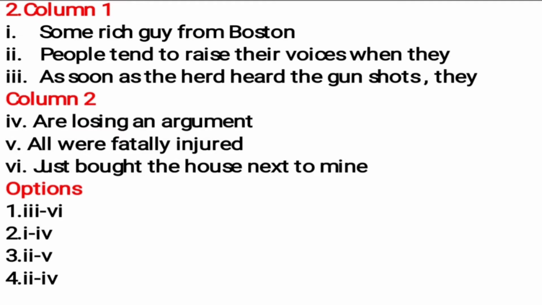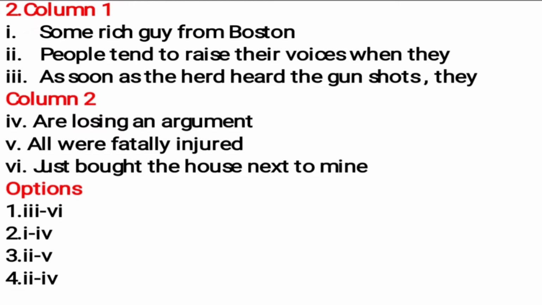Okay, some rich guy from Boston. Second one, people tend to raise their voice when they. Third one, as soon as they heard the gunshots, they dash. So like second column we need to go. Are losing an argument. All were fatally injured. Just brought the house next to mine. See here, as soon as they had heard the gunshots, they all were fatally injured.